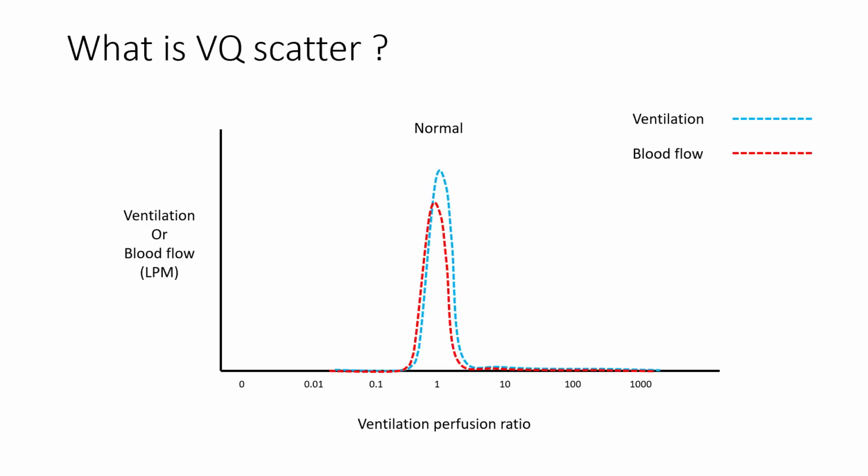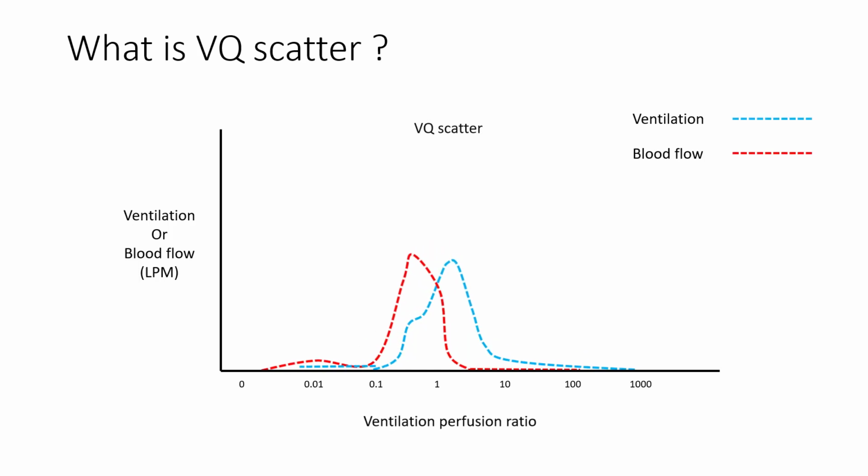Let's talk about VQ scatter. In a normal lung, you can look at all the alveoli and plot out a ventilation perfusion ratio on the x-axis and look at the ventilation or blood flow, and you will see that most of the alveoli lie across the VQ ratio of 1. However, in many disease processes, you can see that both ventilation and perfusion areas are different, and this leads to a term called VQ scatter.